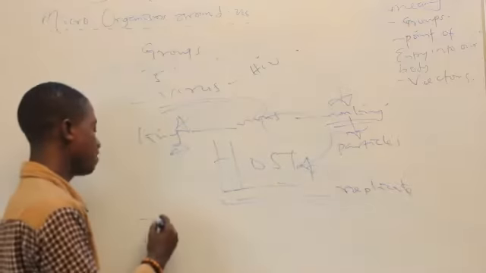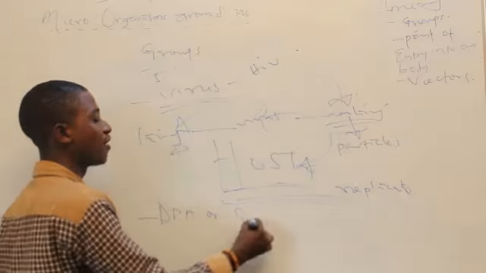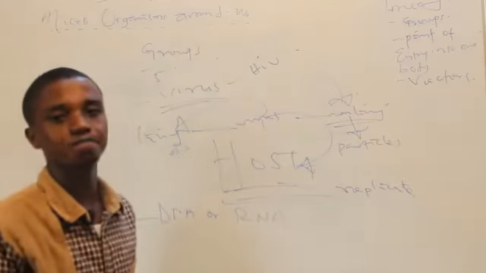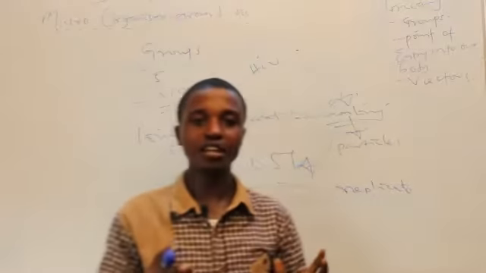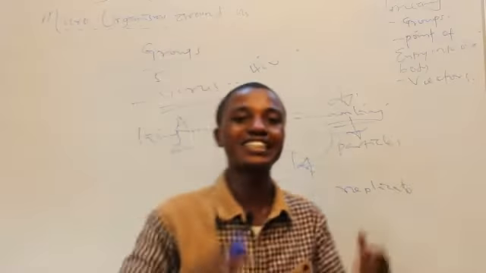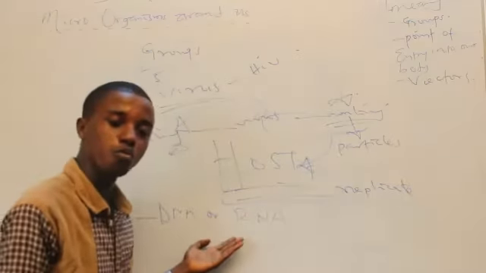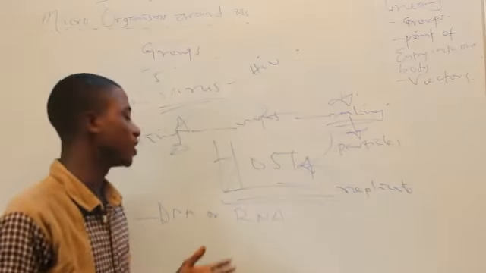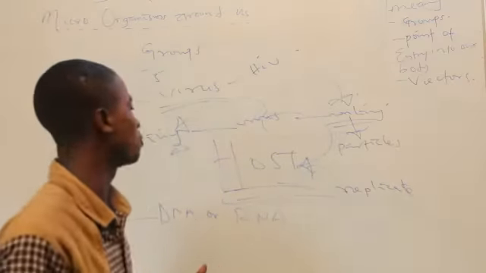Another point is that a virus has either DNA or RNA, but not both. That means you can easily see a virus that has DNA. You can see another virus that has RNA, but you cannot see a virus that has DNA and RNA together. In other words, you can also use this to group viruses. Are you with me? So we've got DNA viruses and we've got RNA viruses.